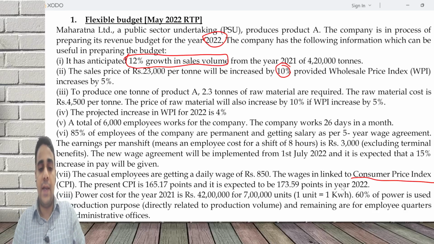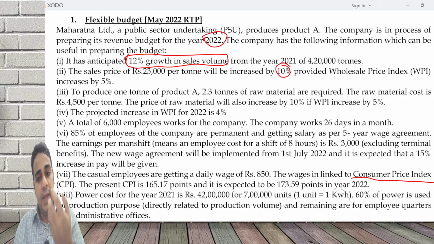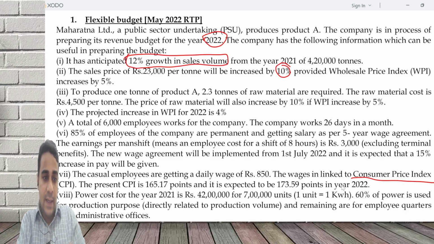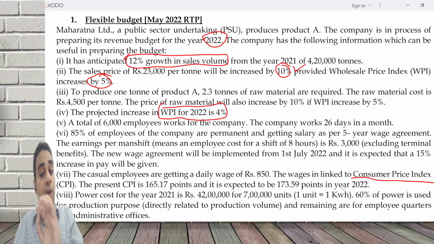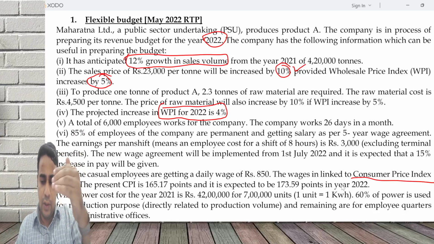What is wholesale price index? It is inflation. In the country, inflation is measured through price indices. So, if wholesale price index increases by 5%, selling price will increase by 10%. They are saying increase in wholesale price index is only 4%, which means price will not go up, because the wholesale price index did not go up by 5%. So we will start doing the question. Every point I read, I'll start doing it. So let's start.